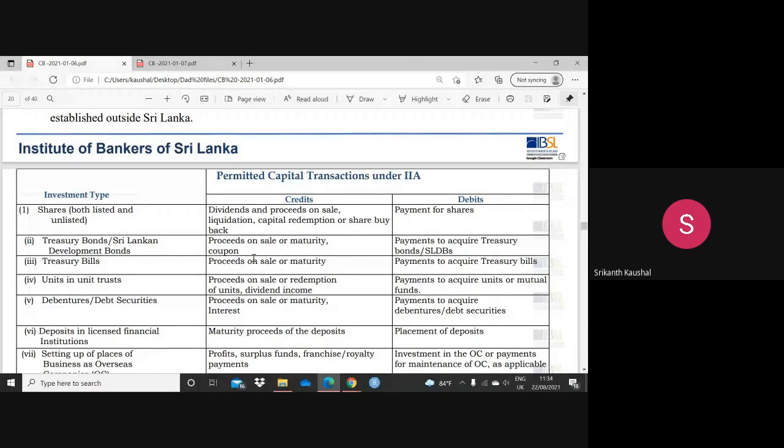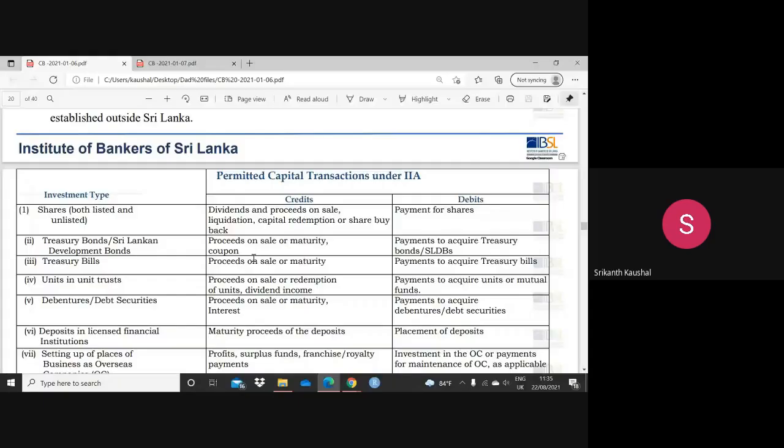What is the difference between listed and unlisted? Listed is a public quoted company. Unlisted is a private company. You can't sell shares or collect capital for a private company. The public can invest in a public quoted company. So you have two types of company: public quoted company and private company.